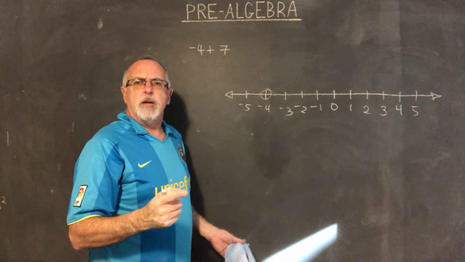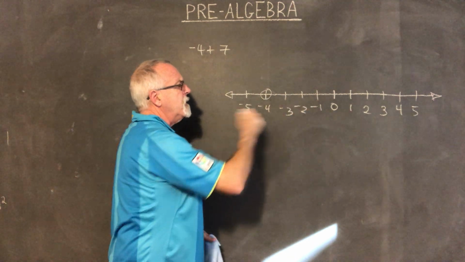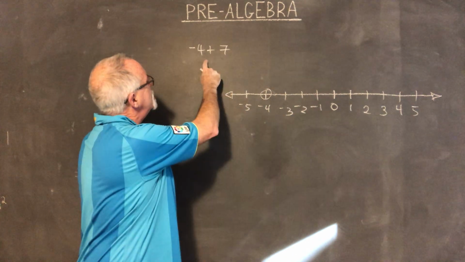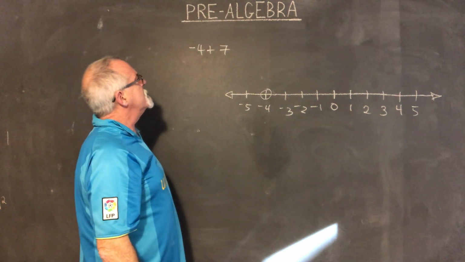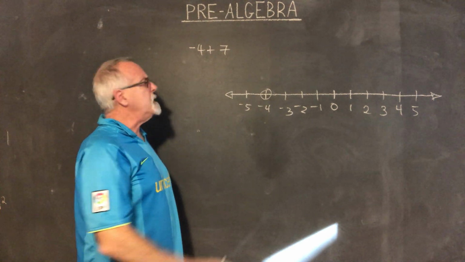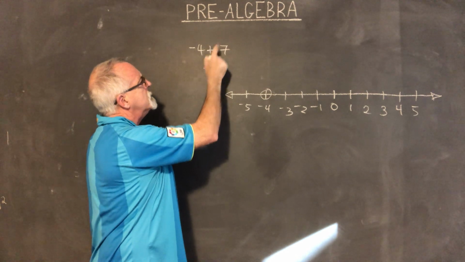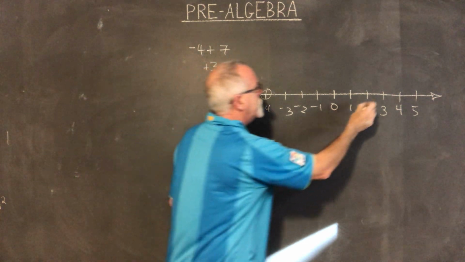But wait, why am I thinking of the number line? I could think of the rule. What is the rule again? Oh yes, one's negative, one's positive. We subtract instead. 7 minus 4 is 3, but the answer has to be +3 because 7's larger. So therefore, it's going here.